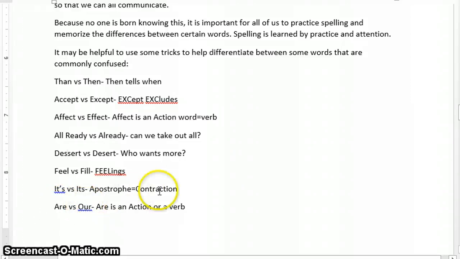Are versus our is another one. I like to use the A in are to remind me that it's an action word and therefore a verb. Our shows that something belongs to us.